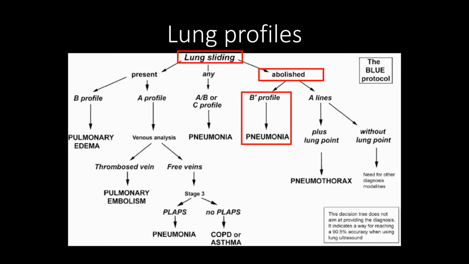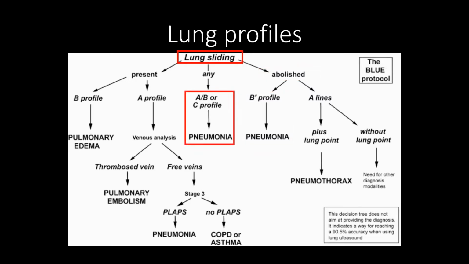If instead of A lines we see B lines with the absence of lung sliding, we call it a B prime profile, and this is most consistent with pneumonia. Finally, moving into the last box, if we see either a combination of both A and B lines or a C profile, whether or not there's any lung sliding, we diagnose it as a pneumonia.